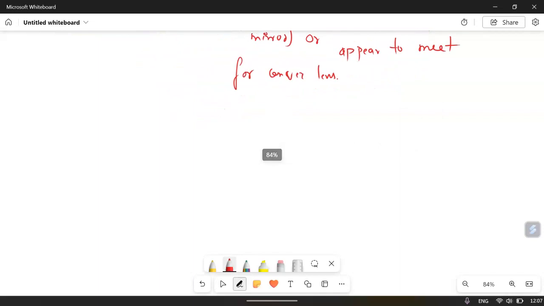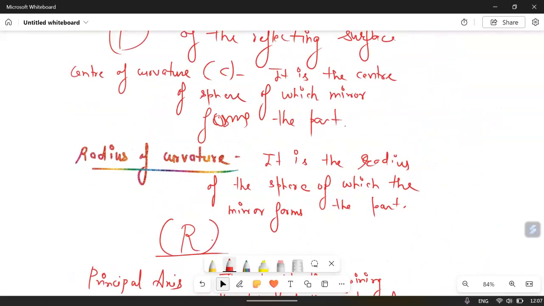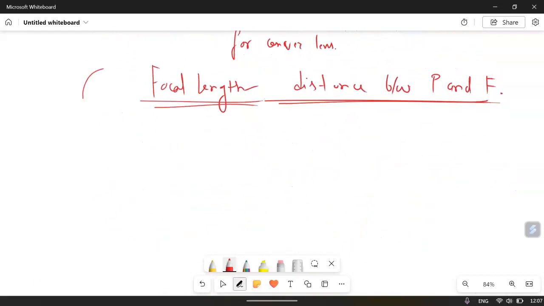And what is focal length? Focal length is the distance between P and F. That is the focal length of a spherical mirror for both of them. Let me show it in the diagram. This PF is your focal length. This focal length is denoted by small f.